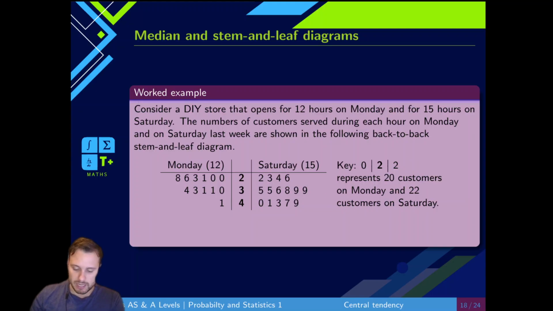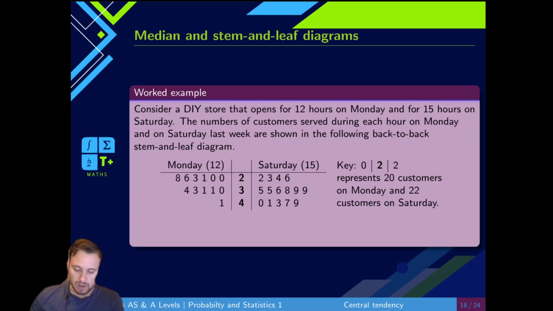The key tells you that 0 | 22 represents 20 customers on Monday. Remember that we read from the center to the left for Monday, and then we have 22 on Saturday from the center to the right. And here I'm giving you, as a matter of convenience, the number of data that we have here. Remember this is 12 hours, and 15 hours for the Saturday.